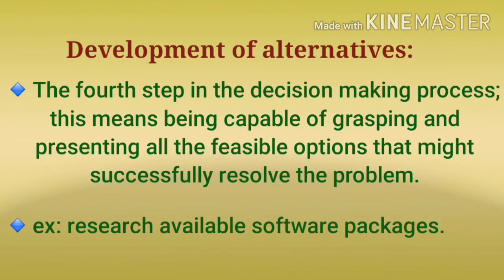Development of alternatives. This is the fourth step in the decision making process. This means being capable of grasping and presenting all the feasible options that might successfully resolve the problem. Example is to research available software packages, means what you have to do to upgrade the nutrient analysis software. So find out which vendors provide the nutrient analysis software, what the latest versions consist of, and the various parameters or specifications required for the best option.